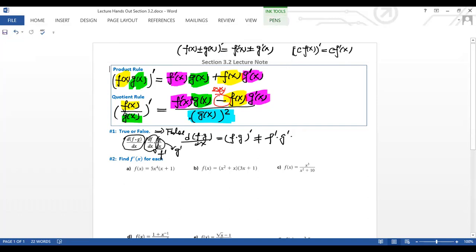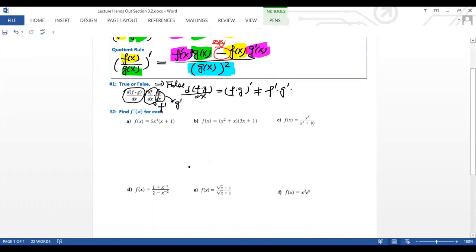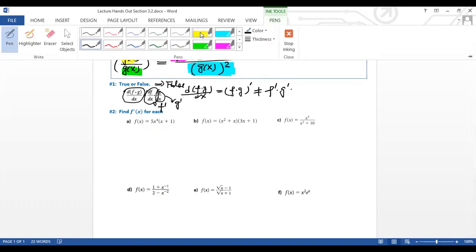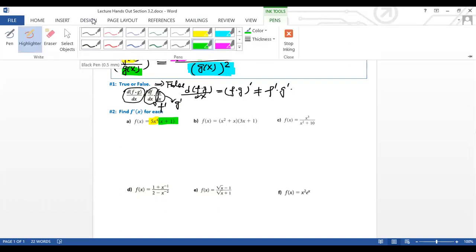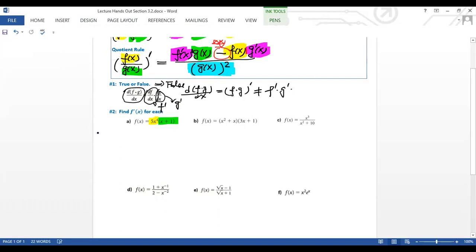All right, so now let's take a look at number 2. Basically all these problems are just practice, practice, practice. For the beginner, I typically like to color code. So this is 5x^4 and this is my two functions, correct? If you color code that, it's probably a little bit easier. So f prime of x: what you need to do is take the derivative of the first one.